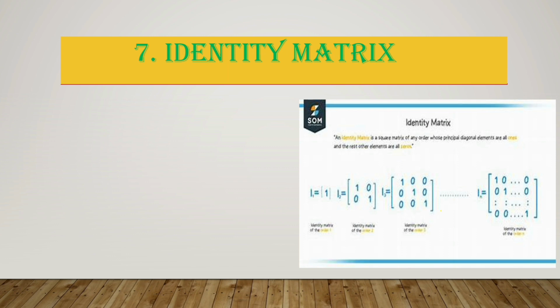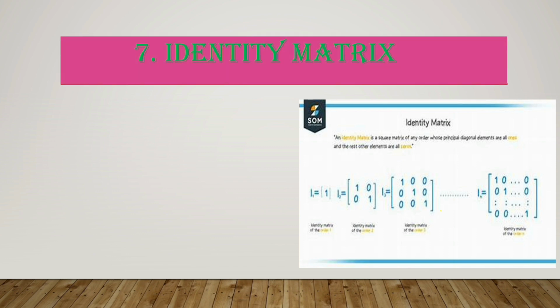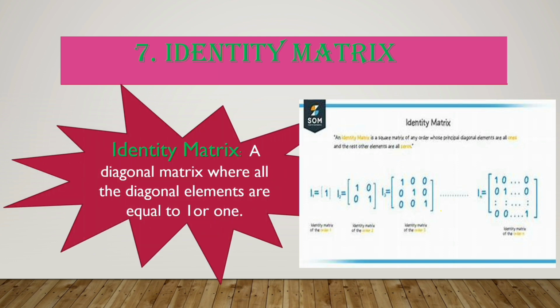So next one is all about identity matrices. So for example, identity matrices by definition is a diagonal matrices where all the diagonal elements are equal to 1 or ones.